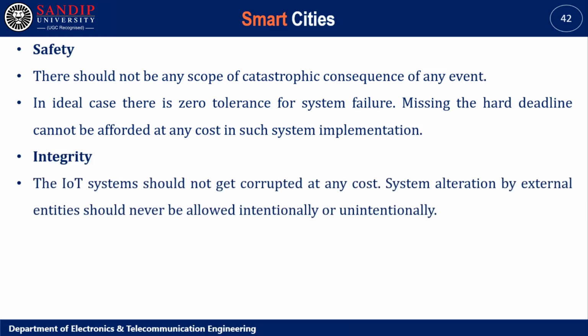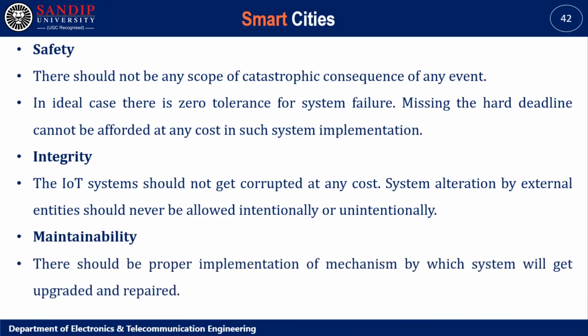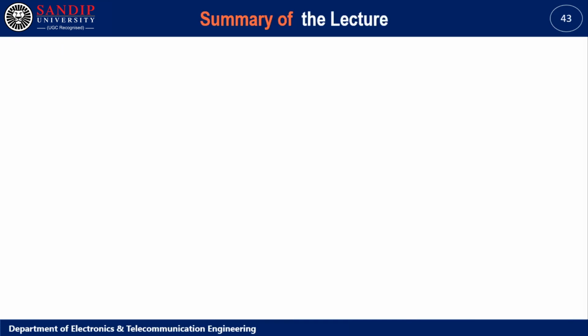Integrity. The IoT system should not get corrupted at any cost. System alteration by external entities should never be allowed, intentionally or unintentionally. Maintainability. There should be proper implementation of a mechanism by which the system will get upgraded and repaired.